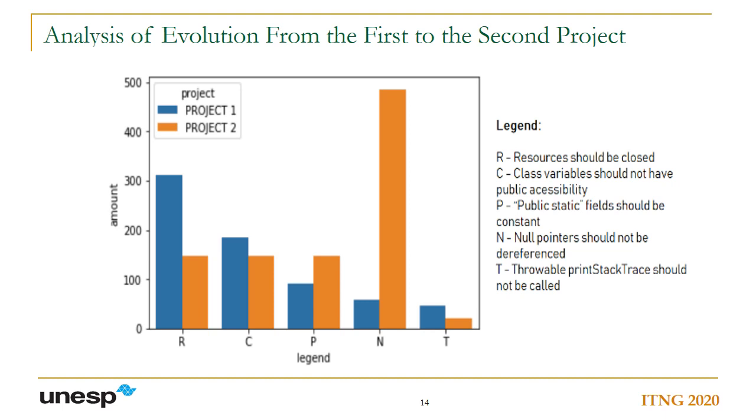What's notable is the larger growth of the number of null pointer violations, which occurred due to the increased complexity and variable declarations in project 2. Finally, the decrease of the "throwable printStackTrace should not be called" violation indicates that students have begun to adopt the correct way of using a logger in the project, or to use the suggestions of the IDE, such as the suggestions of NetBeans.